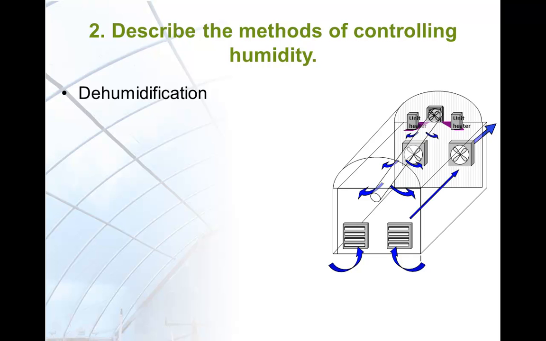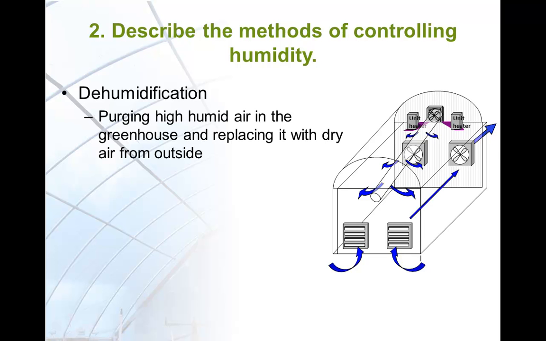Dehumidification is the most energy intensive step of the 4-step greenhouse humidity reduction procedure. This can be done by either purging high humidity air in the greenhouse and replacing it with dry air from outside, or it can be done by using dehumidifiers, either mechanical or chemical dehumidifiers.